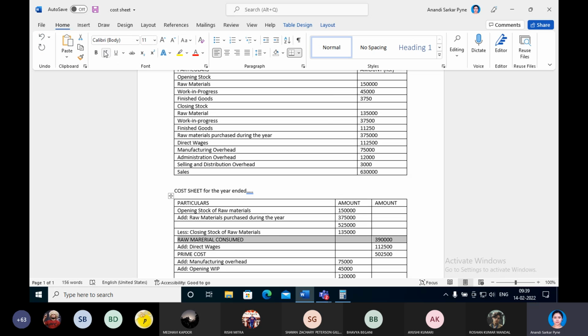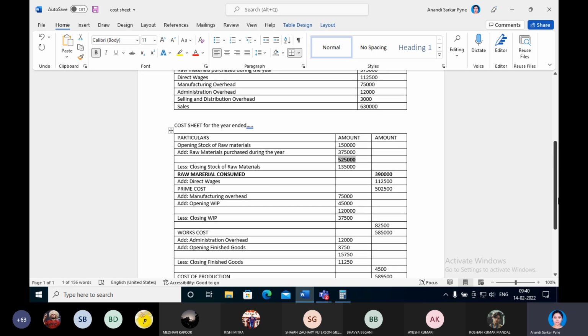So how did you get the raw material consumed? Okay, so first you add opening stock, that is 1,50,000, with raw material purchase, which is 3,75,000. You get 5,25,000. Then from 5,25,000, you deduct 1,35,000 and you get 3,90,000.